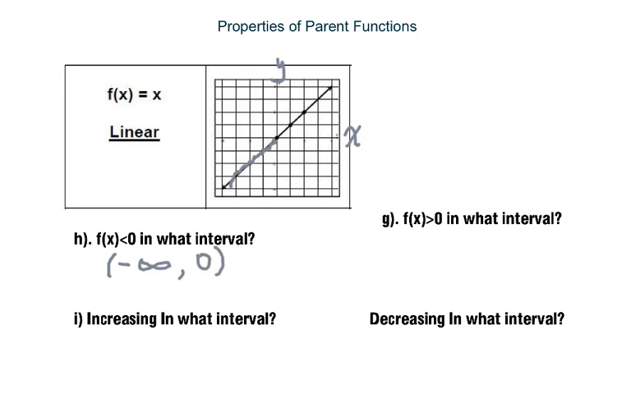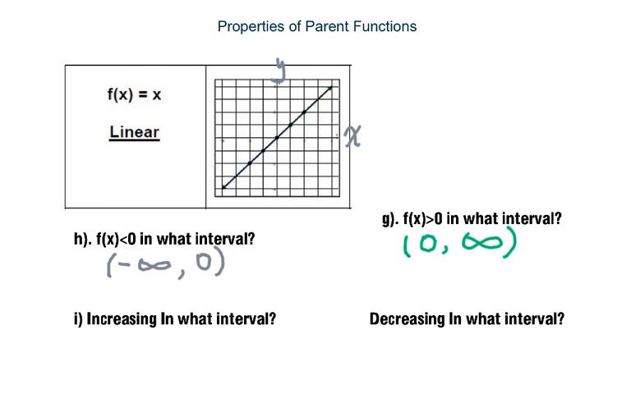That's the answer. So in what interval is f(x) greater than 0, which means I'm looking for the graph above the x-axis. So the very left point is 0. For the very right point for the x value, there's no ending, it keeps going forever. So that's why I go to positive infinity.